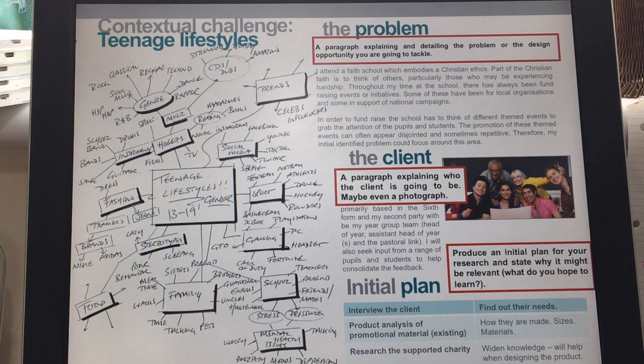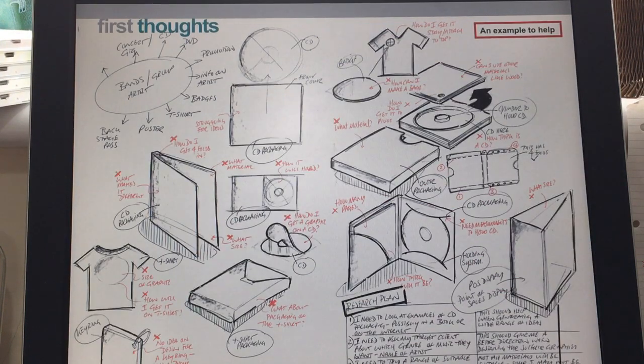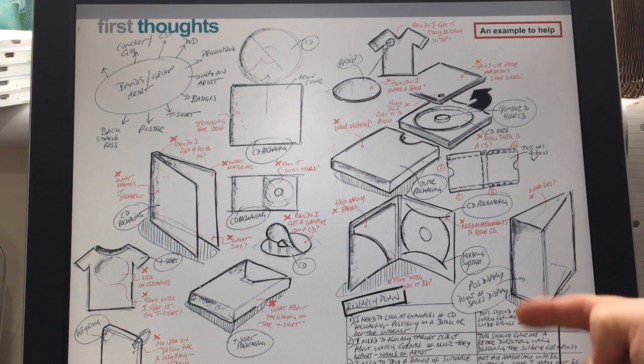So, a couple of examples. There's your context sheets where you're investigating the context, teenage lifestyles. You've got the problem, the client, and the initial plan. Then you've got your initial thoughts, where you're having a go at designing some solutions. It should flag up some problems, things you don't know, and then you can write an initial research plan, which is here down at the bottom.